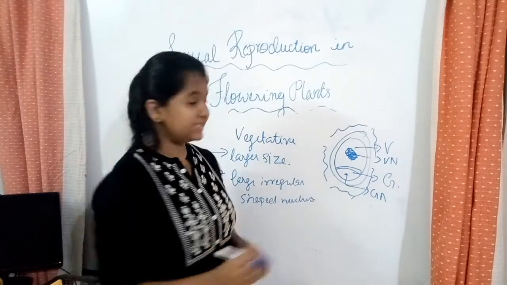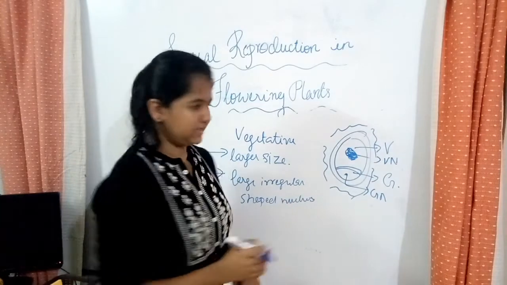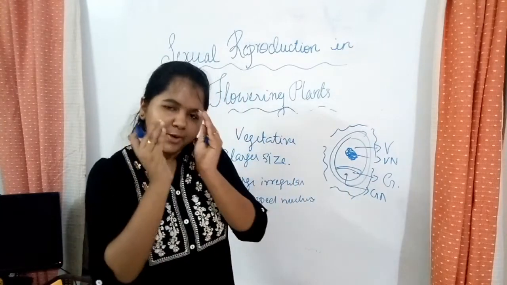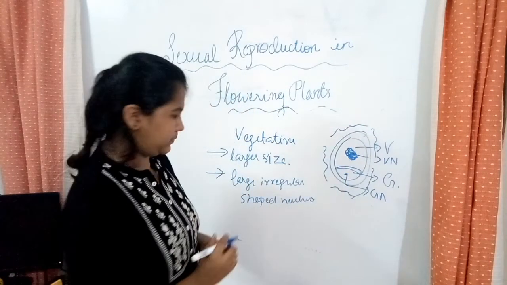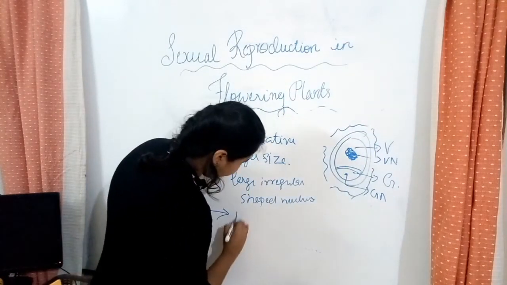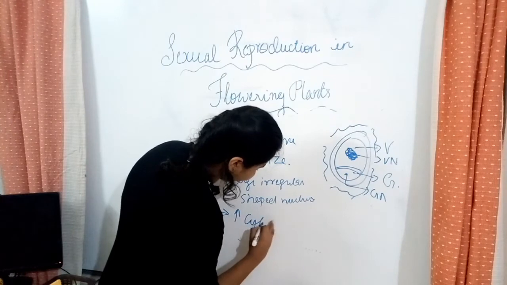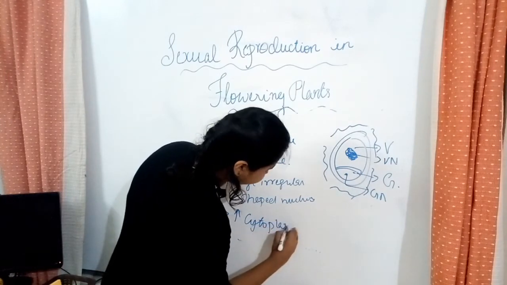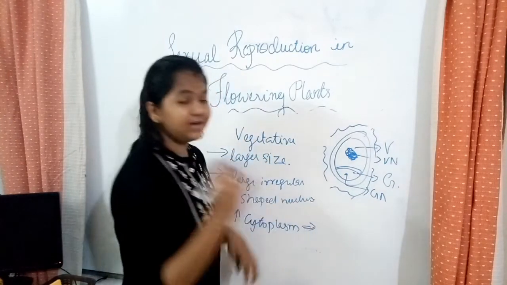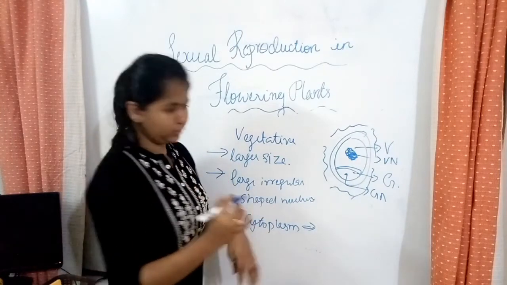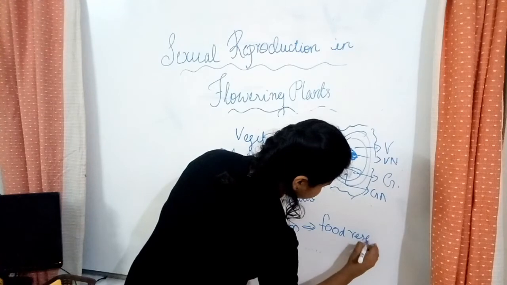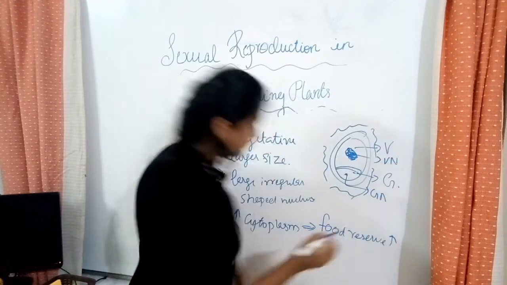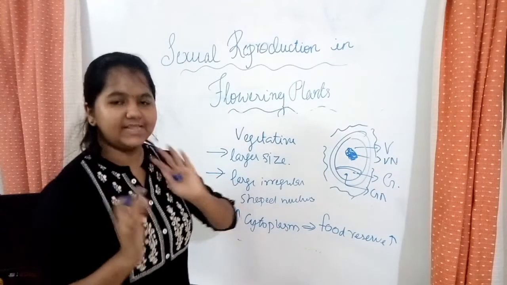And now we can see there is a lot of cytoplasm. Here there is only a small area, so there will be a little cytoplasm. Over here is a large area and there is so much cytoplasm. So high cytoplasm implies what? It is a very good food reserve, high food reserve. To talk about the vegetative cell, that is all.